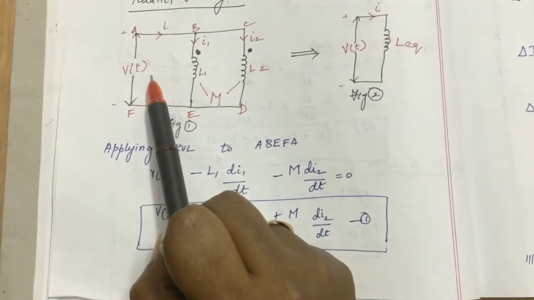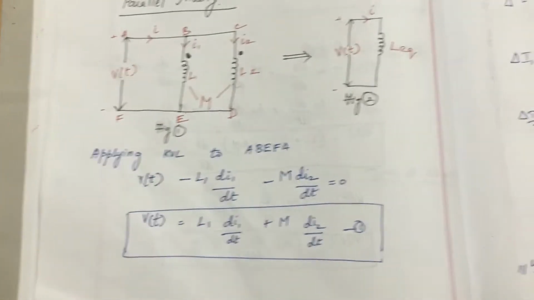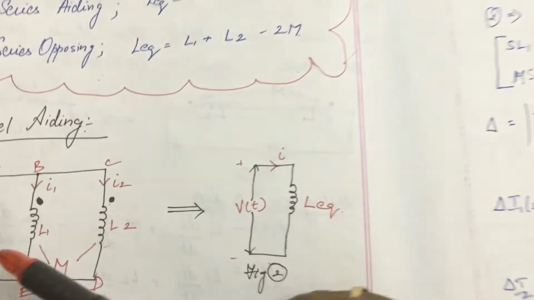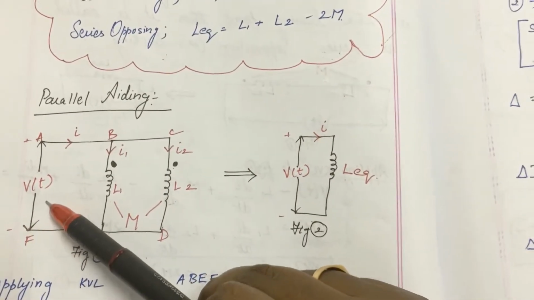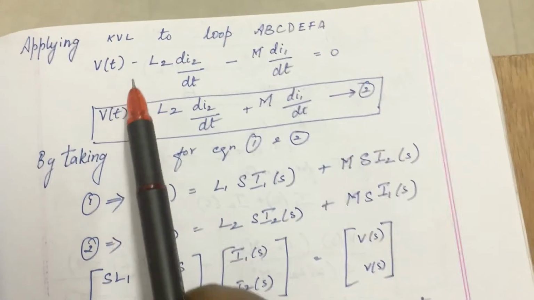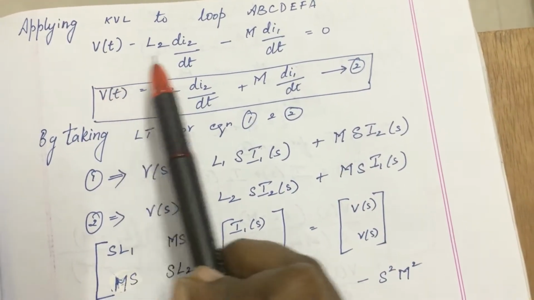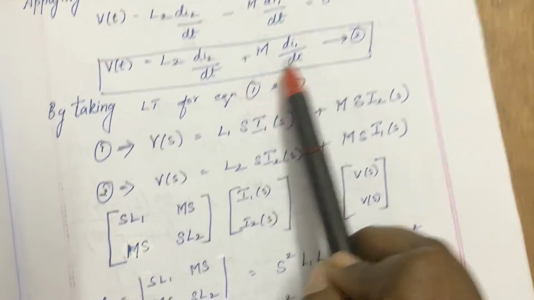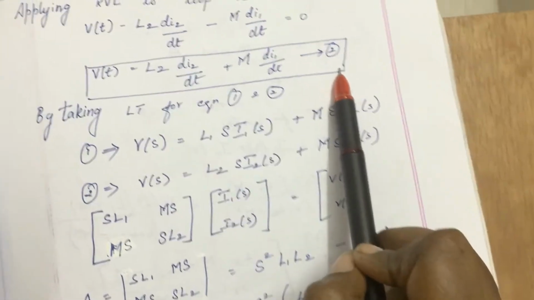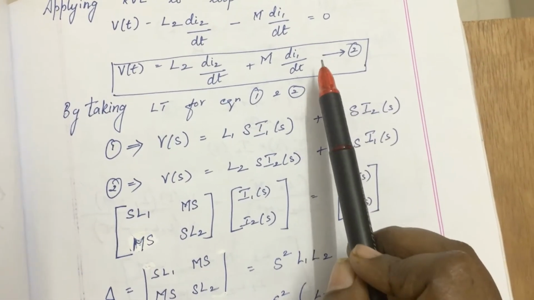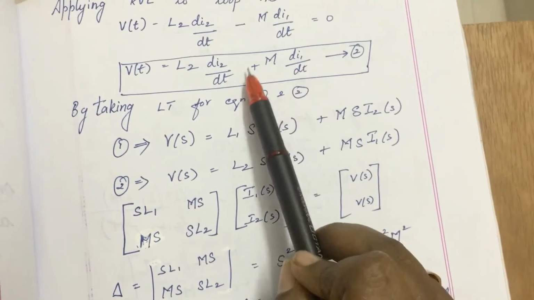Now we are going to apply KVL for the outer loop. By applying KVL, we write the equation as V of t minus L2 di2 by dt minus M di1 by dt. So V of t is equal to L2 di2 by dt plus M di1 by dt, with the M term having the same sign. From equations 1 and 2, we have equations which have both the currents I1 and I2.